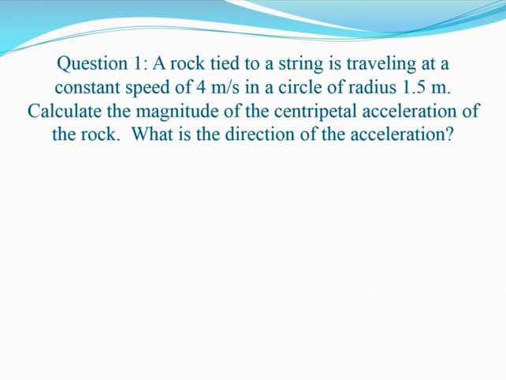So let's look at a problem. Here in question 1, we have a rock tied to a string that's traveling at a constant speed of 4 meters per second in a circle of radius 1.5 meters. Now, what we're going to try and do is calculate the magnitude of the centripetal acceleration of the rock. And we also need to figure out what is the direction of that acceleration.